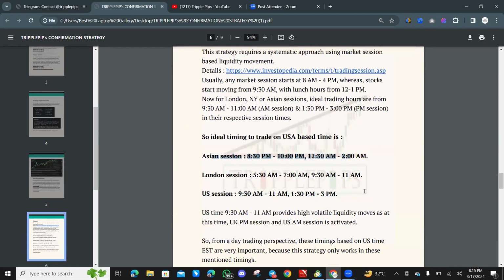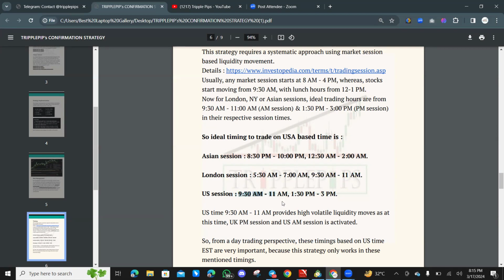Now, these readings need to be in order in these timings, right? Especially, you could not trade on Asian sessions unless you are trading JPY related pairs. But if you want to use it on the UK session and US session, you are most welcome, especially from 9:30 a.m. to 11 a.m. US time. At this time two sessions collide, which is the UK PM session and the US AM session, right?